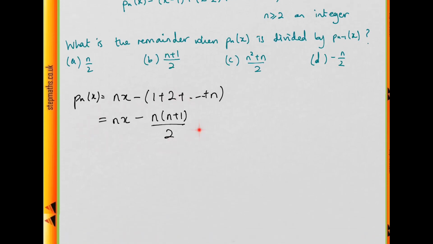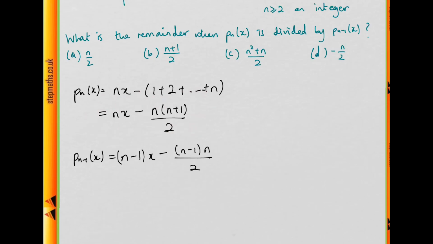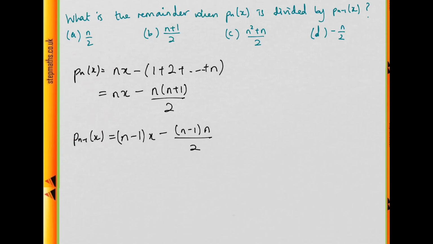So this is what Pn is, and what is Pn minus 1? Pn minus 1 of x is just going to be n minus 1 times x minus n minus 1 times n over 2, just using this but substituting in n minus 1 for n. Okay, so let's just divide Pn by Pn minus 1.